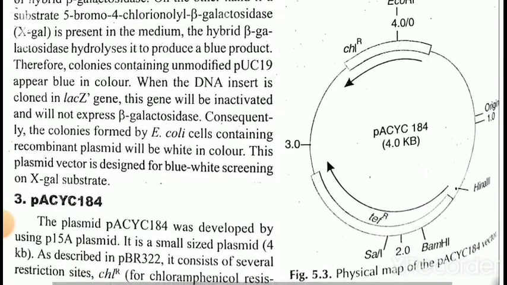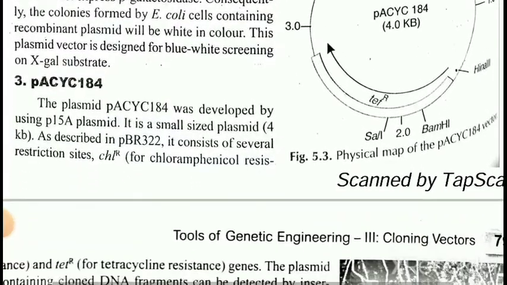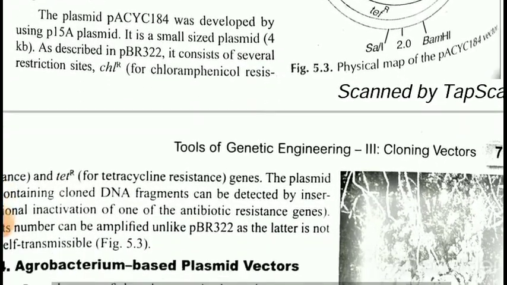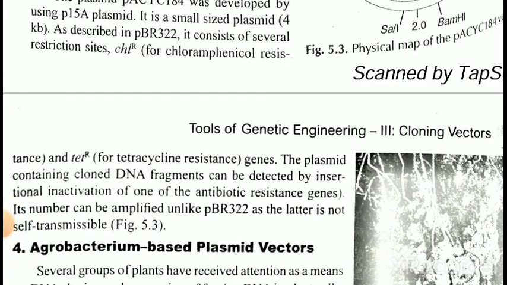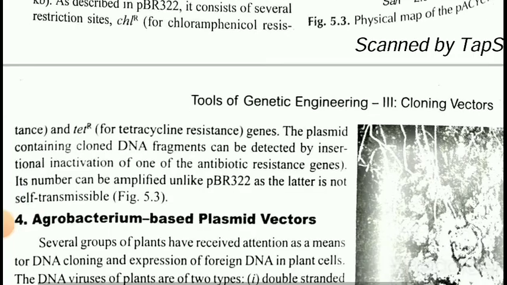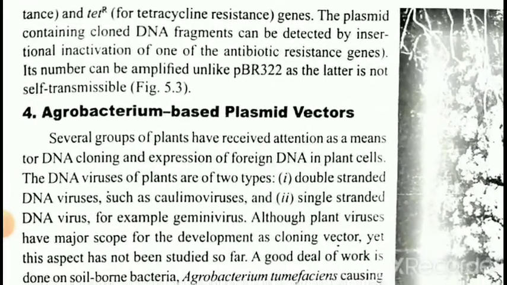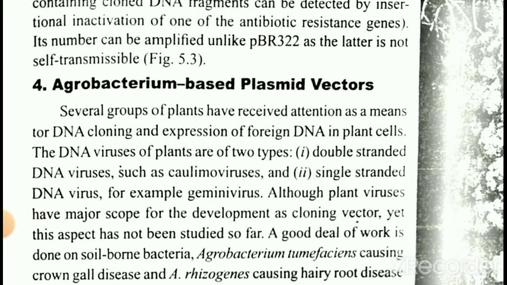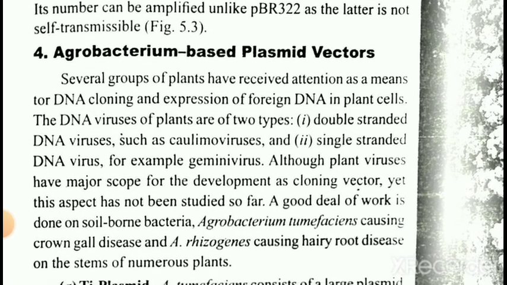3. pACYC184. The plasmid pACYC184 was developed using the p15A plasmid. It is a small-sized plasmid, 4 kilobase. As described in pBR322, it consists of several restriction sites, CmR for chloramphenicol resistance, and TetA for tetracycline resistance genes. The plasmid containing cloned DNA fragments can be detected by insertional inactivation of one of the antibiotic resistance genes. Its copy number can be amplified, unlike pBR322, as the latter is not self-transmissible. Fig.